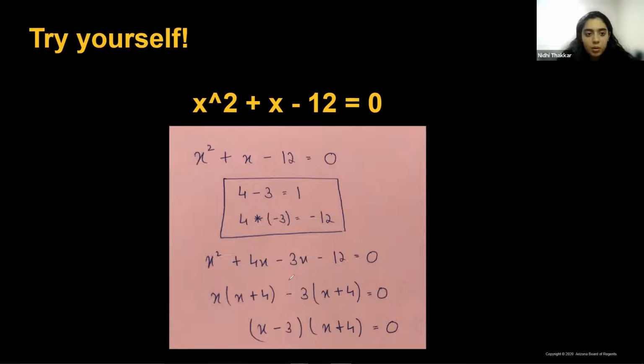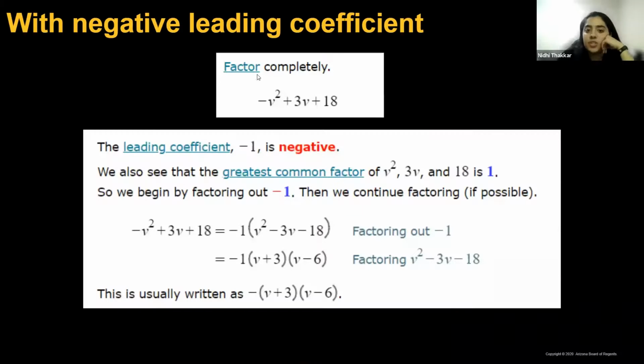So now we can go over another topic. Okay, so what if we have a negative leading coefficient? If we have a question like negative v squared plus 3v plus 18, what we can do here is factor out -1 common. If the leading coefficient is -1, you don't have to check the greatest common factor, but if you have something else common, you can factor that out also, and it would make your equation simpler.